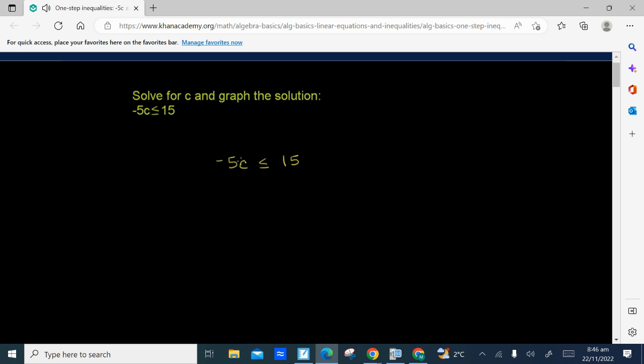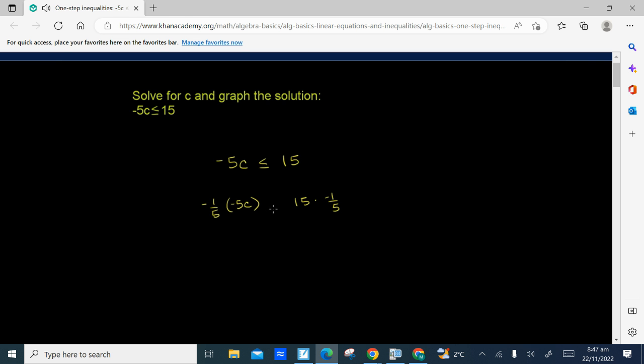So the best way to just have a c on the left-hand side is we can multiply both sides of this inequality by the inverse of negative 5, or by negative 1/5. So we want to multiply negative 1/5 times negative 5c, and we also want to multiply 15 times negative 1/5. This will cancel out with the negative 5 and leave me just with c.